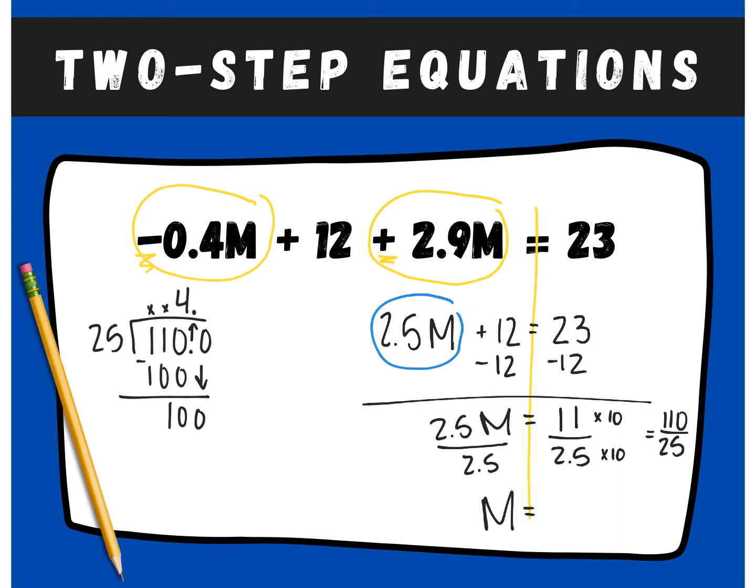Now again, I'm multiplying 25 to get to 100, so I know that 4 gives me 100. And when I subtract, I end up with 0, which is a great thing. That means I have finished my long division. So I now know that 11 divided by 2.5, or 110 divided by 25, is 4.4. m equals 4.4.